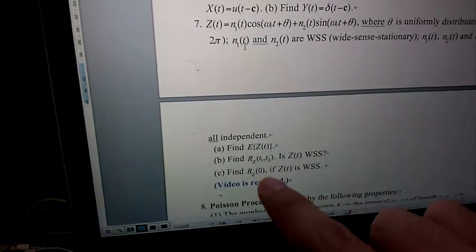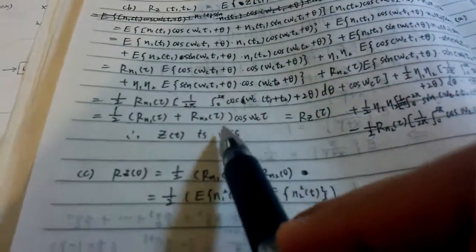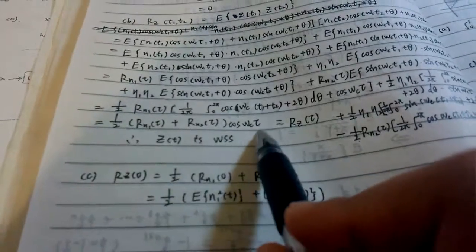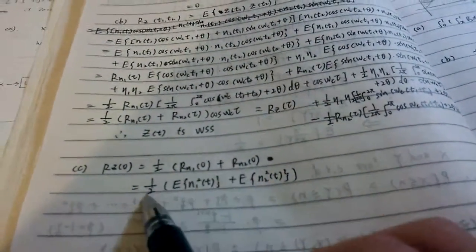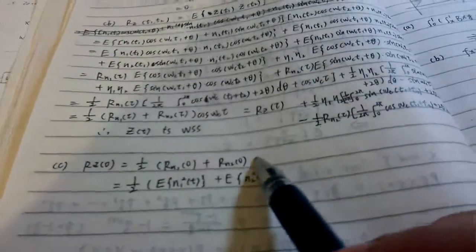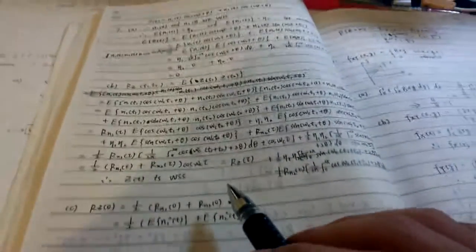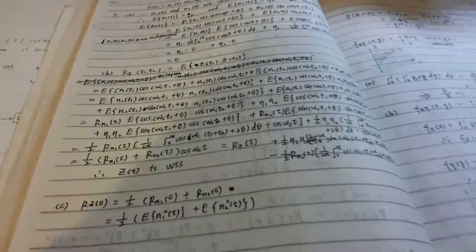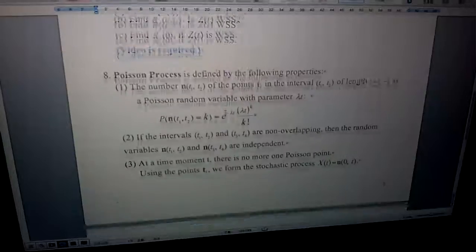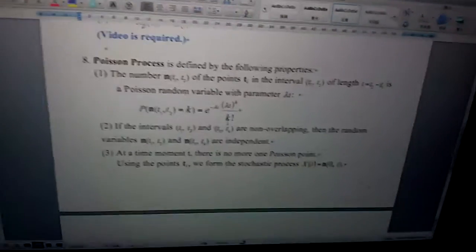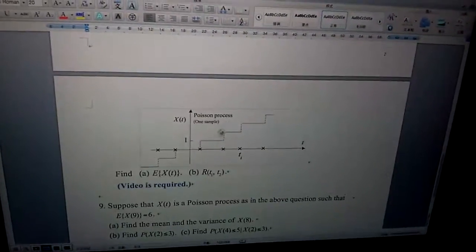Then the third part asks about R_Z(0). We can get this equation and just take 0 into this part. We can get this is equal to 1. So we can get this part, just rewrite it. Okay, that is the 7th question. Let's look at the 8th question. The 8th question is about the Poisson process.